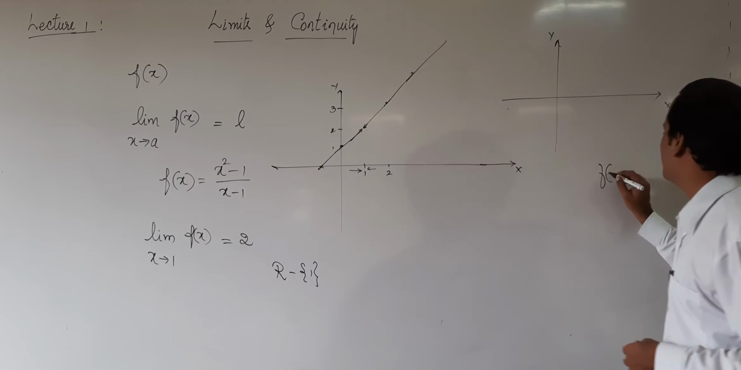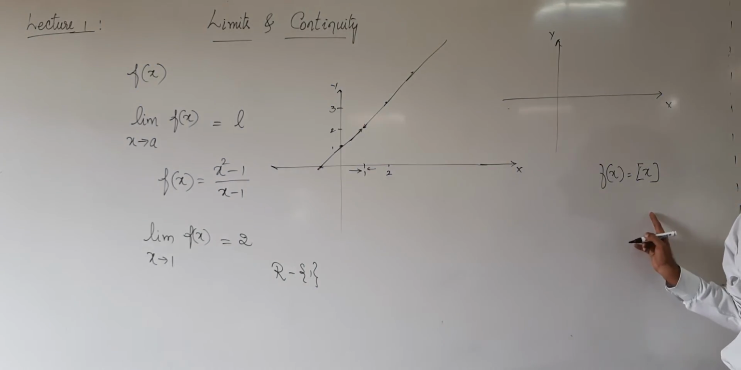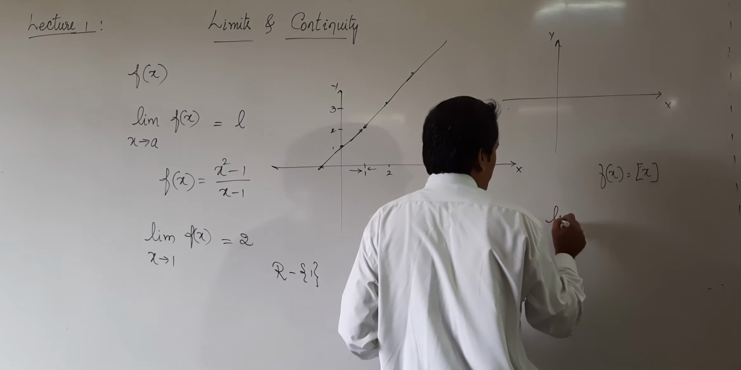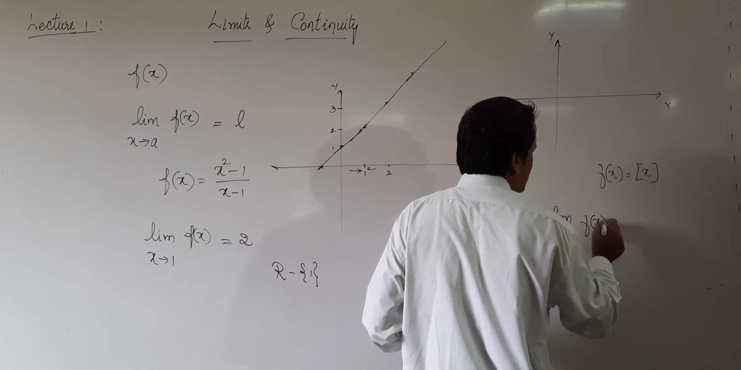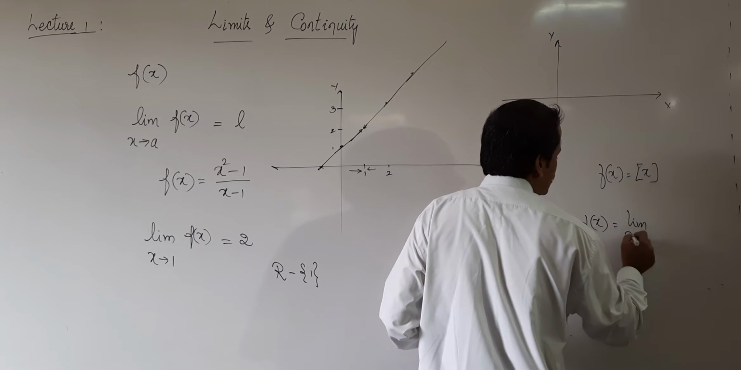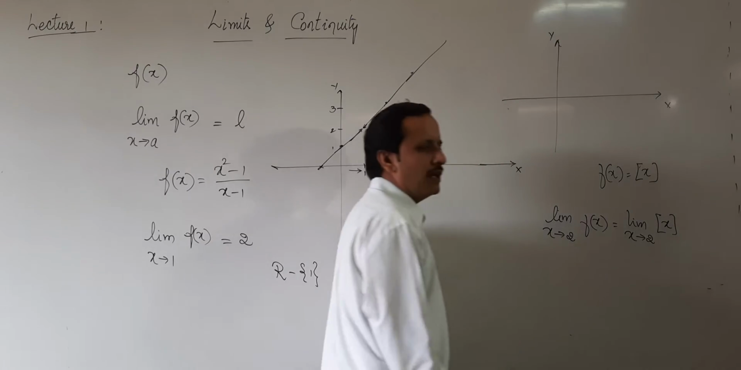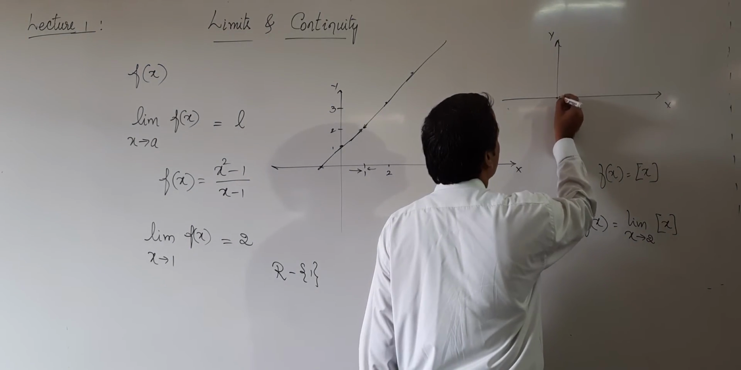f of x is equal to step x. Step x, as we know, is the greatest integer less than or equal to x. And I would like to see what happens to limit x tends to 2 of f of x, which means limit x tends to 2 of step x. What is the value of this limit? You just observe the graph of step x. I think this is well known to you.